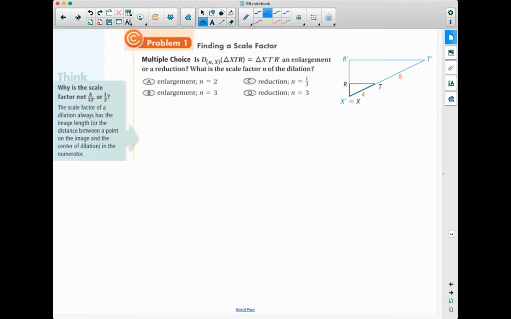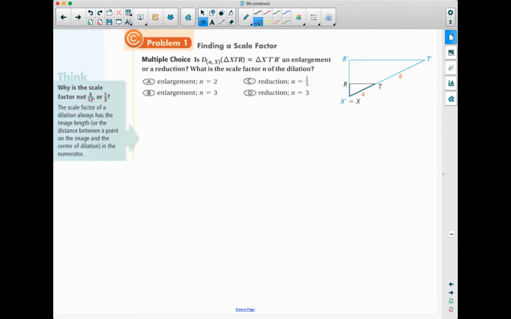All right, is the dilation n with the point x of triangle XTR equal to triangle X' T' R' an enlargement or a reduction? Is it an enlargement or a reduction, and what is the scale factor of the dilation? Okay, now I guarantee that some of you out there got this wrong. I guarantee it because I've been doing this problem for a long time and I know what happens. All right, so let's see what we got.